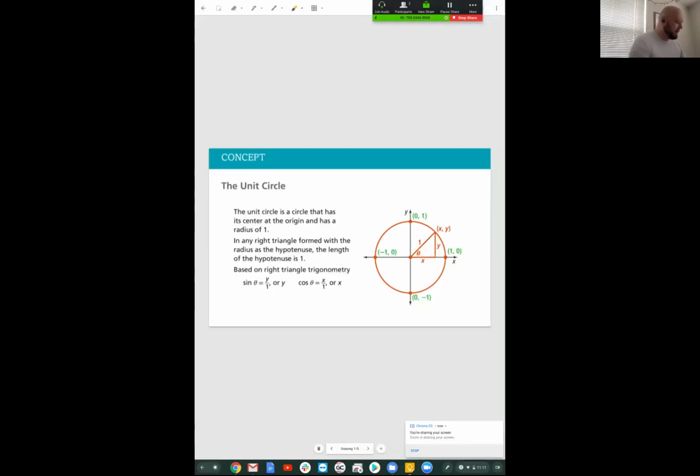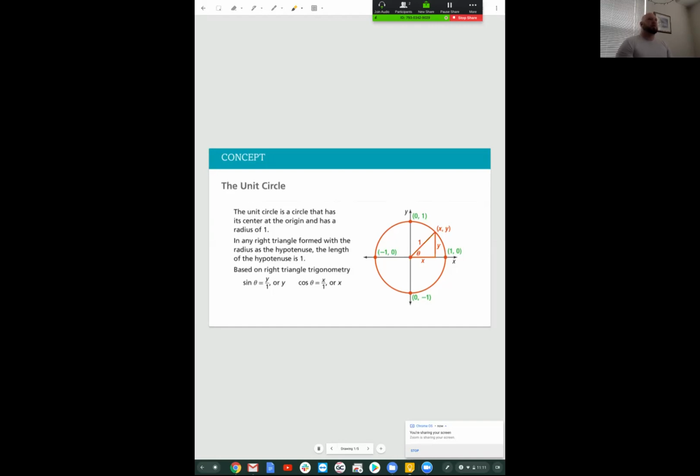My screen share stopped. Okay, we got it back. So like I was saying, the unit circle is going to be covered in units 3 and 4 of pre-cal. It's going to be a major focus if you take the trigonometry class. For all of you guys who are going on, if you're sophomores now and you're going on to take calculus your senior year, it's going to be an expectation that you know the unit circle, that you have it memorized, that you understand everything about it.